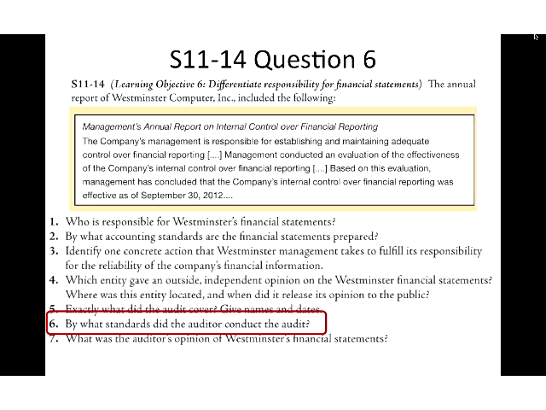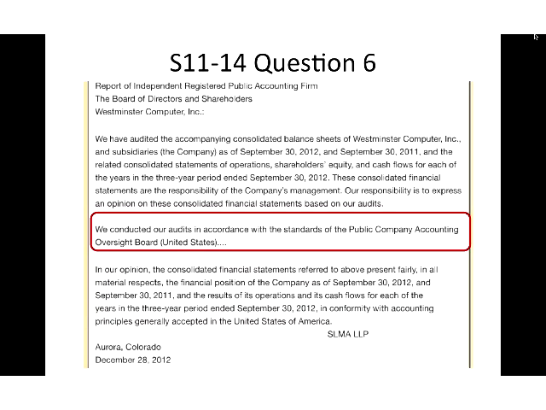Okay, by what standards did the auditor conduct the audit? So again, we're going back to the audit report. And in that second paragraph: we conducted our audits in accordance with the standards of the Public Company Accounting Oversight Board, PCAOB. That came from Enron. That came from the Sarbanes-Oxley Act, which created the Public Company Accounting Oversight Board. So PCAOB is where the audit standards they used come from.